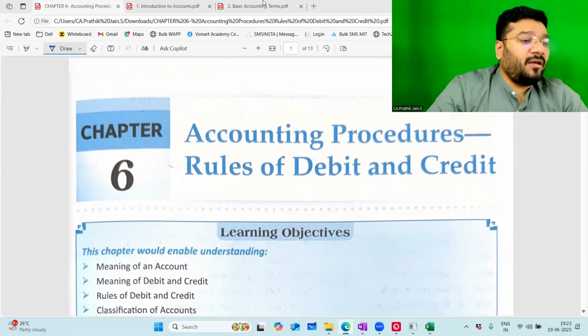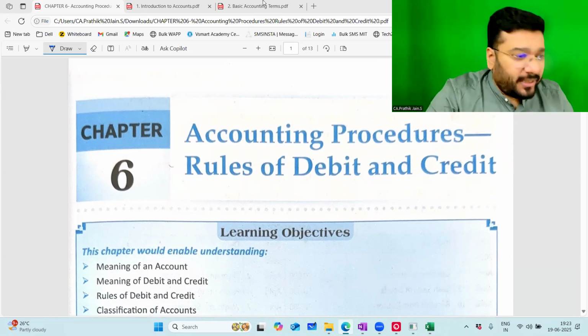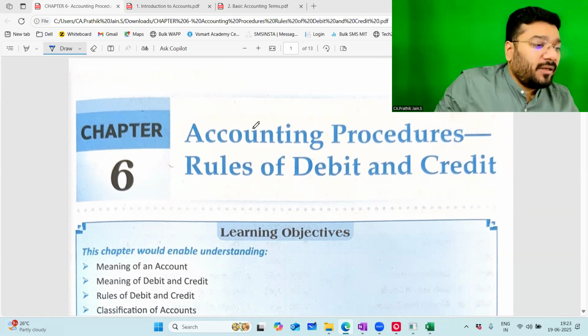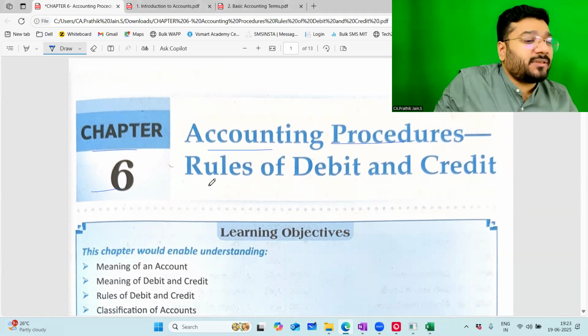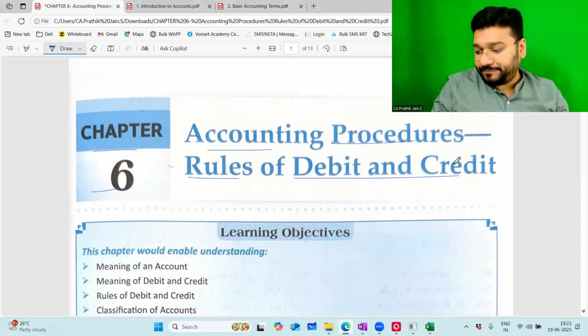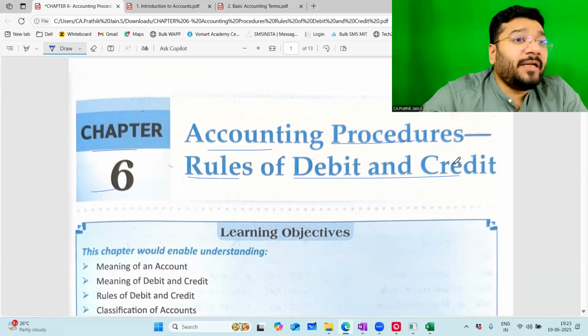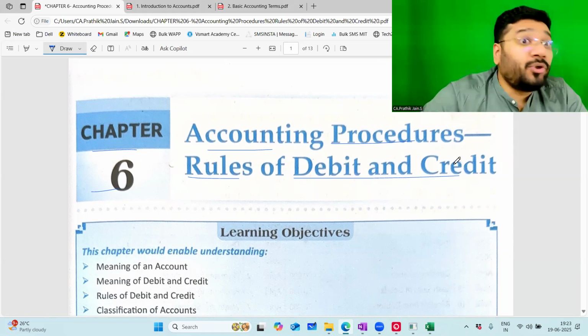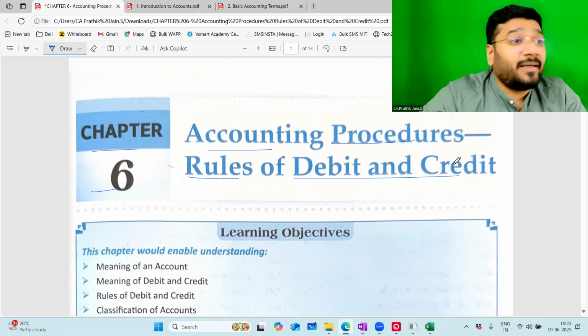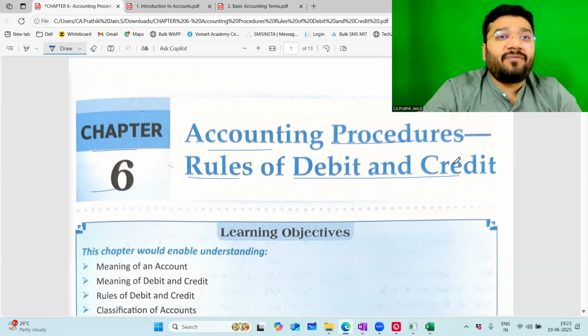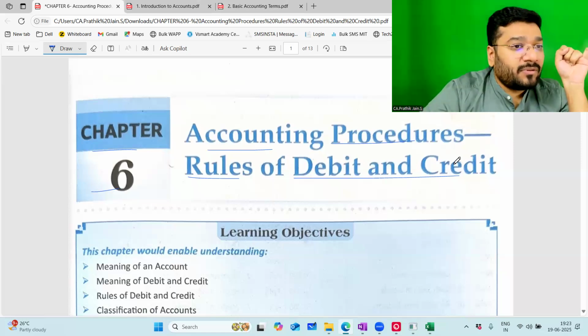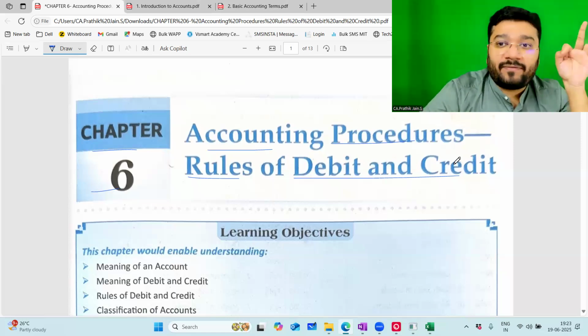So, guys, we're starting with a brand new chapter today, which is chapter number 6, Accounting Procedures, Rules of Debit and Credit. You guys might be wondering, sir, last class we completed basic accounting terms, which is basically chapter 2 of your TSL textbook, so why jump directly from chapter 2 to chapter 6? Yes. In between, we have chapter number 3, chapter number 4 and chapter number 5.